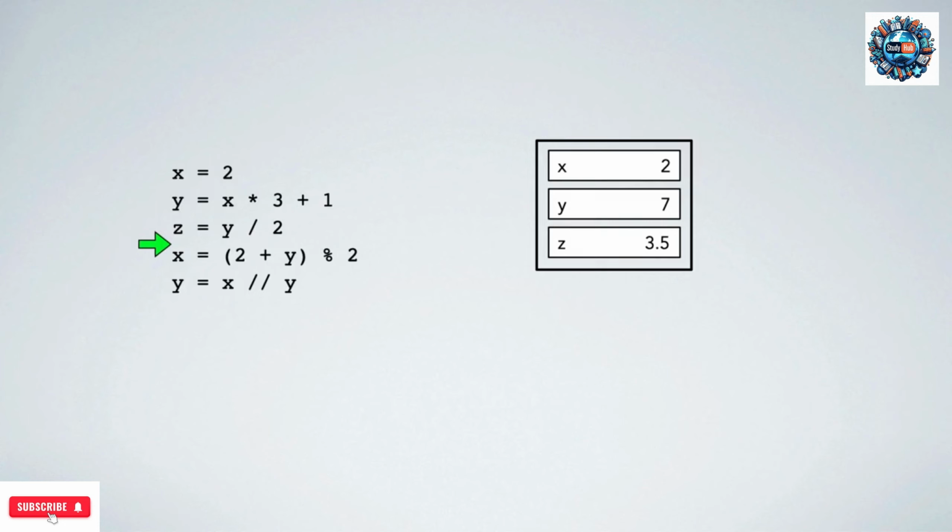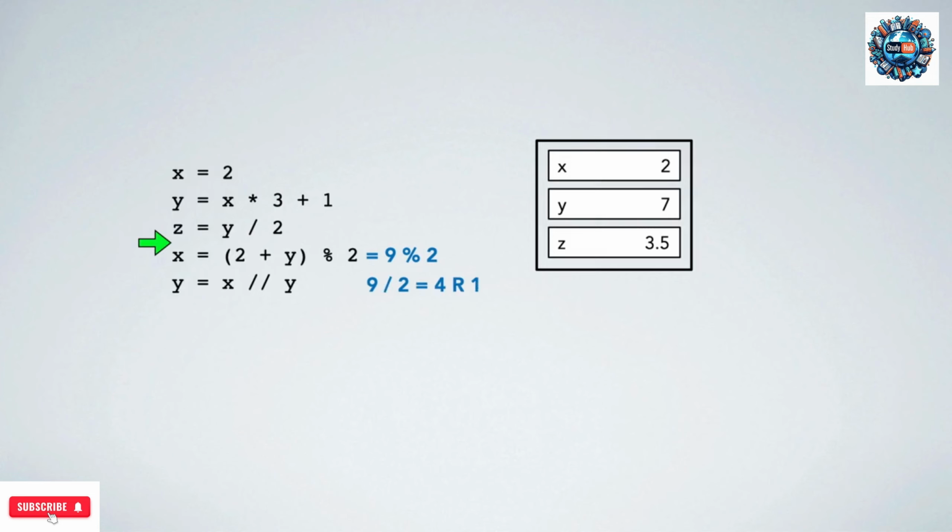Now, if you've programmed in C before, you would expect that to be integer division, but in Python, a single slash is floating point division. On the next line, we see we have some parentheses, so we'll need to do the expression in the parentheses first. We read the value 7 out of y's box, 2 plus 7 is 9, and now we have the expression 9 mod 2 or 9 modulus 2.